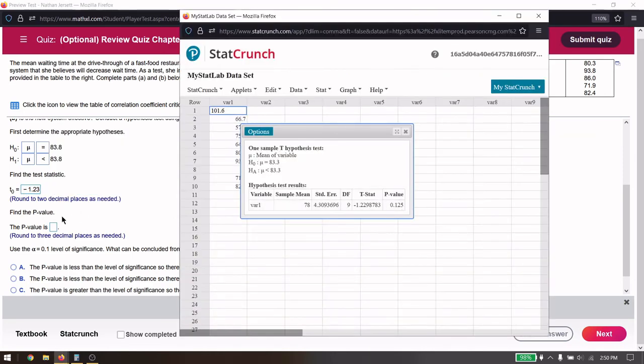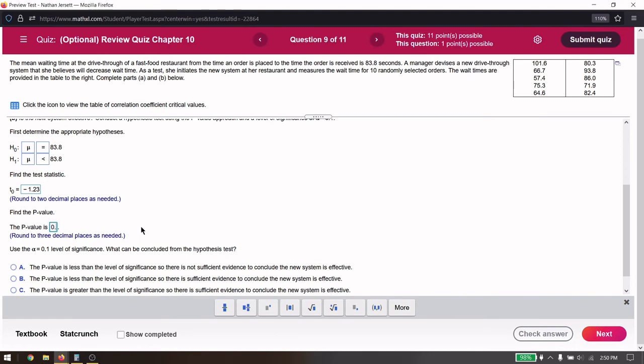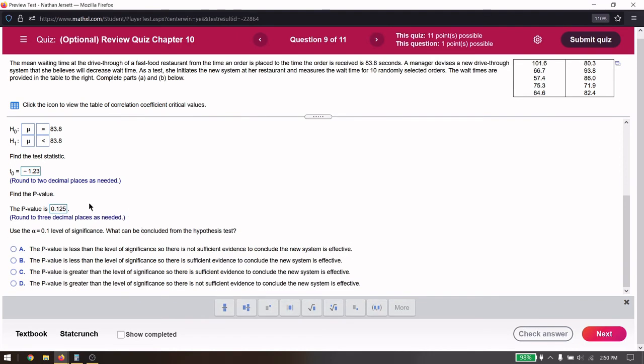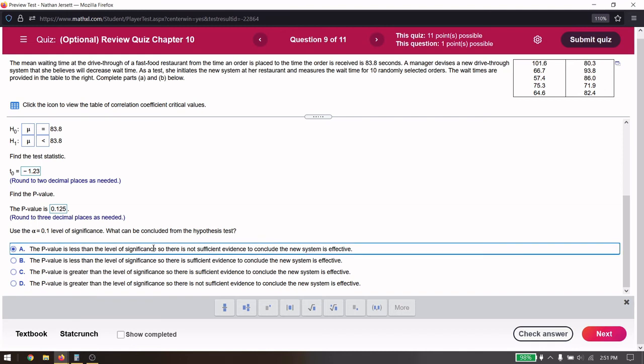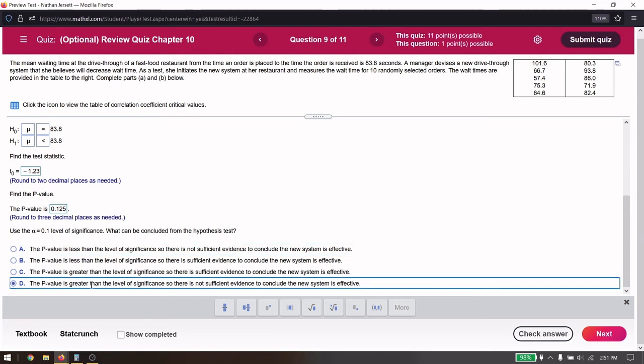P-value is 0.125. And with a level of 0.1, obviously the p-value is greater than 0.1, therefore we fail to reject. It has to be less than the alpha for it to work. The p-value is greater than. There is not sufficient evidence.